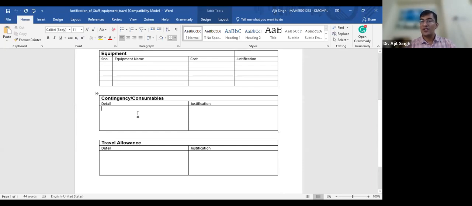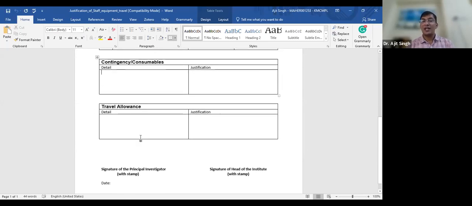Contingency and consumables means maybe your stationery, your laptop, your printer, and anything that comes under contingency. Consumables like reagents and kits, ELISA kits or testing kits, you can keep in consumables and give the justification. Proper justification with the proper name details.